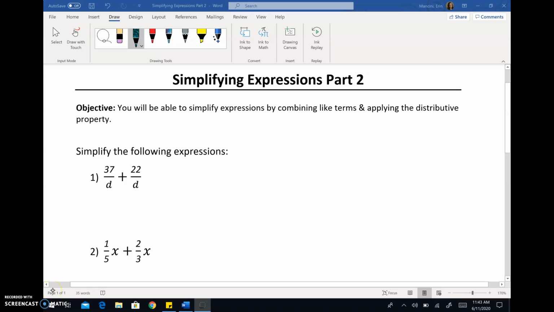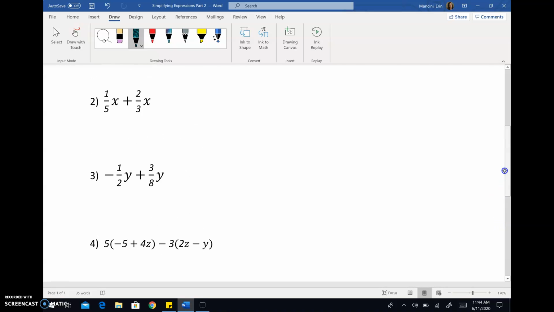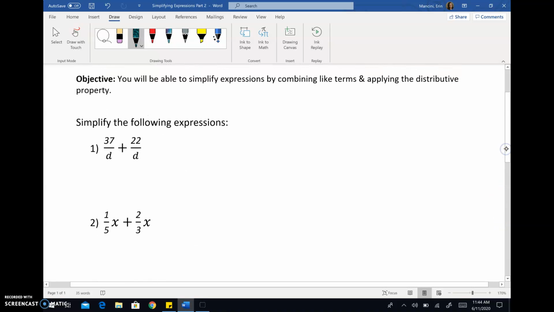Hi everyone. We're going to continue talking about simplifying expressions, but get a little bit more complicated with the problems I give you. So you'll see some fractions or some longer expressions here with more steps. So we're going to start with the fractions. And the one thing I want to say before we get started is just because it looks different doesn't mean you treat it differently.